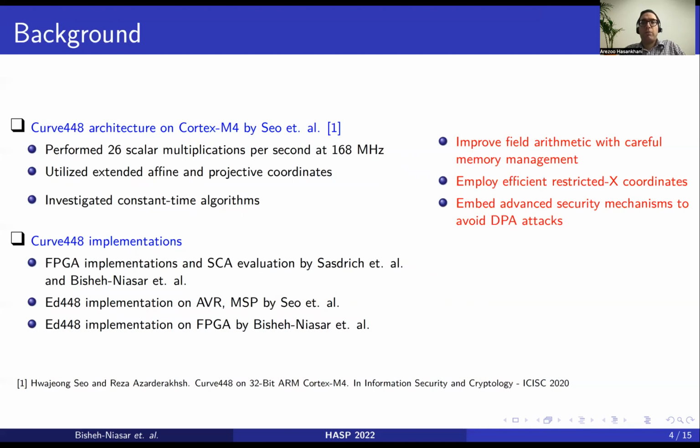We also improve our results by using the restricted X coordinate. We also add some effective countermeasures to avoid DPA attacks while the previous work was only constant time. The Curve448 and ED448 implementations over other platforms such as the FPGA, AVR, and MSP are also reported in this list.